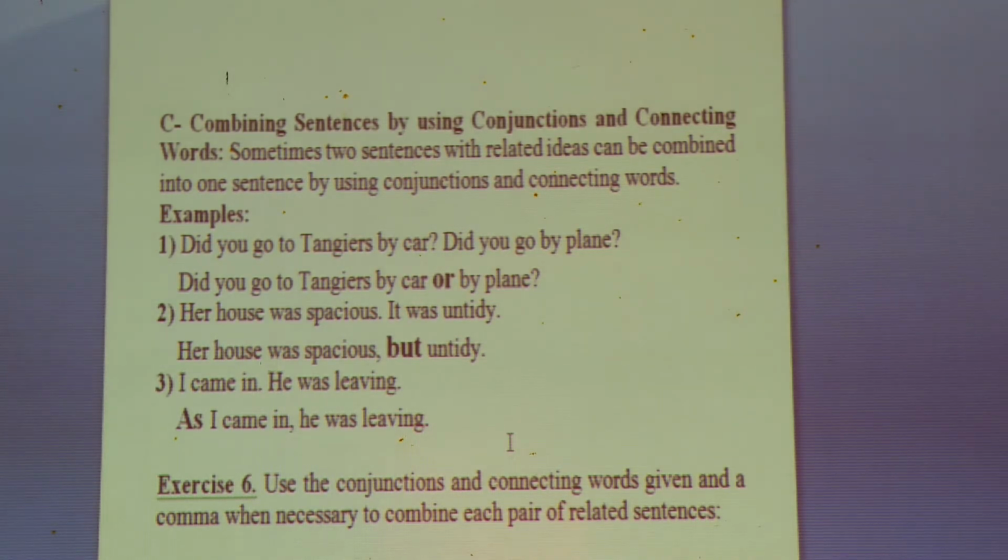The same thing as number 2. Instead of saying the house was spacious, it was untidy, because it replaces the house and it is still a repetition. You don't need both. So you can say, her house was spacious but untidy. Here we have two adjectives that are in opposition. One means something positive and one another negative. I came in, he was leaving. Two actions at the same time. So as I came in, he was leaving.